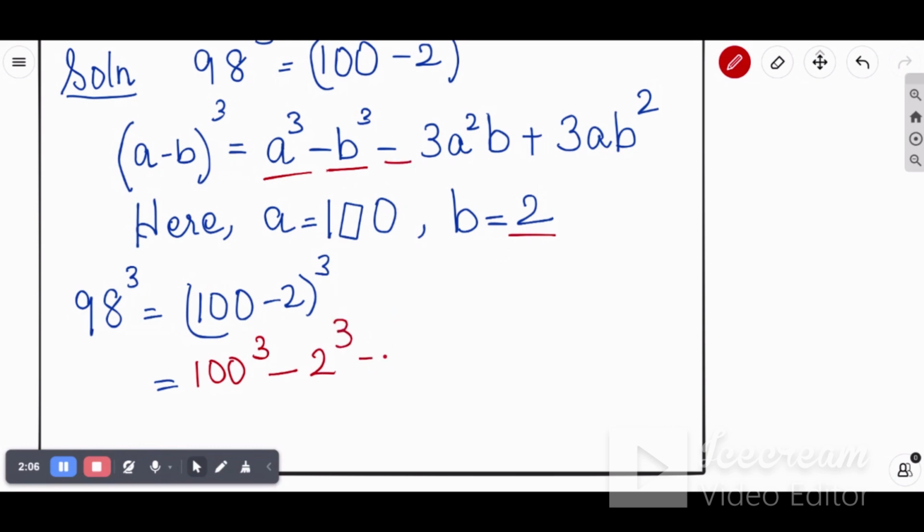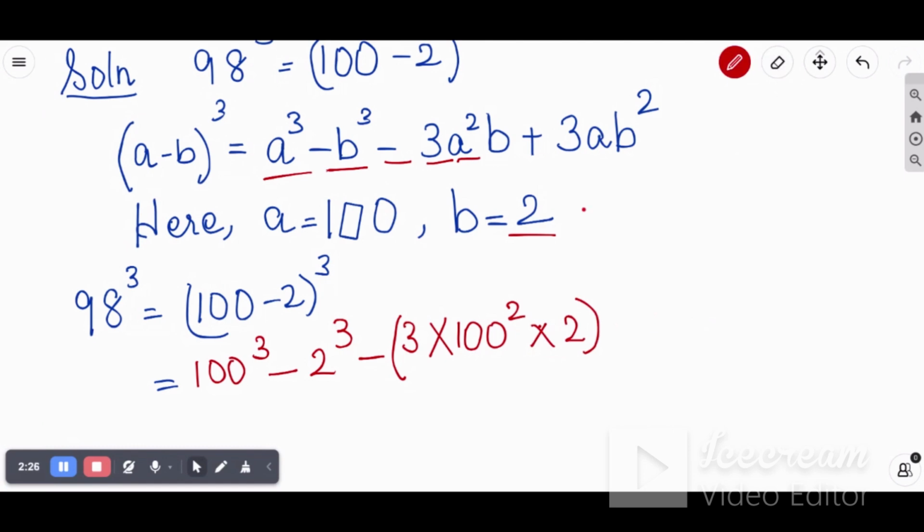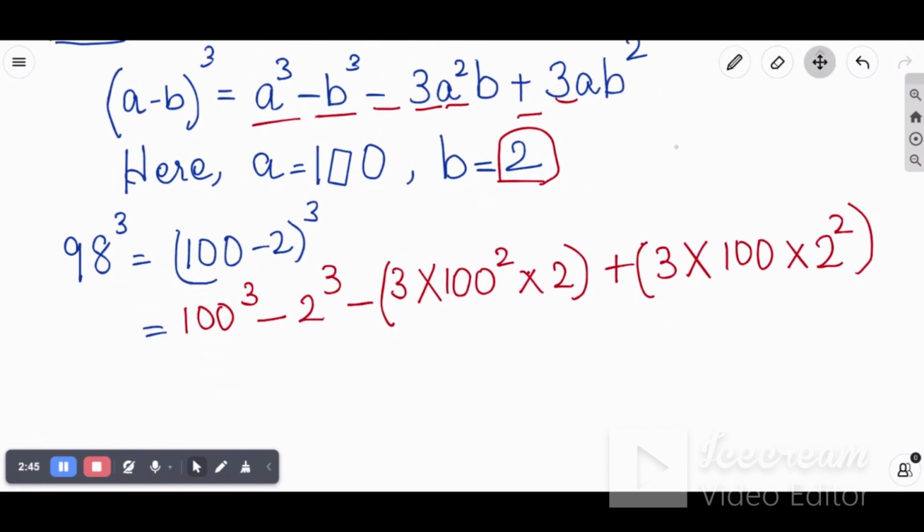Then minus. Put this minus symbol first. And then 3. Put the 3. Open your bracket if you want. Then put the multiplication symbol a square. So a is 100, so that will be 100 square. Then into b, which is 2. So this is how we'll do it. And next will be your plus symbol. So put your plus symbol and then your 3 multiplied by, again a is 100, and then b square. B square is nothing but 2 square. Okay. So do apply the formula carefully.